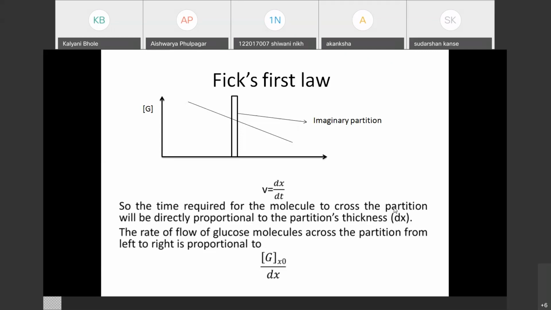Okay, so we want to derive Fick's first law. To derive this law, we have taken an example of glucose. Consider the scenario of how glucose molecules mix when you put some amount of glucose in pure water. What is the physics? What happens during this phenomenon, during this instant?